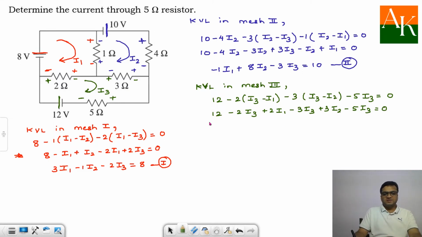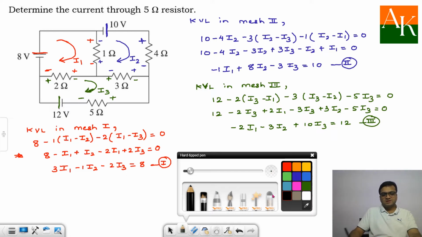Now I will write down the equation in a nice format, and here nice format means I prefer the coefficient of I3 to be positive. So rearranging these terms leads to minus 2 times I1 minus 3 times I2 plus 10 times I3 is equal to plus 12, and this is my equation number 3.